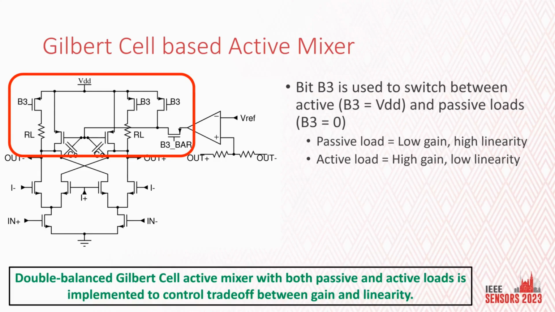And bit B3 is used to switch between two loads, the active and the passive loads. This allows us dual mode operation. The passive load is used for high linearity while it has low gain, and the active load is used for low linearity and high gain.